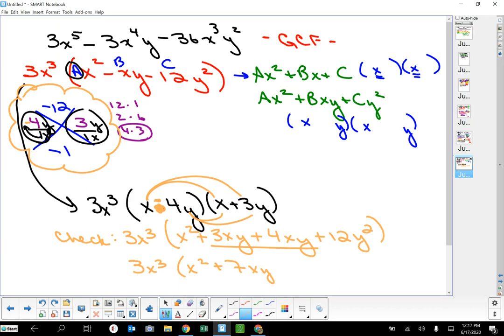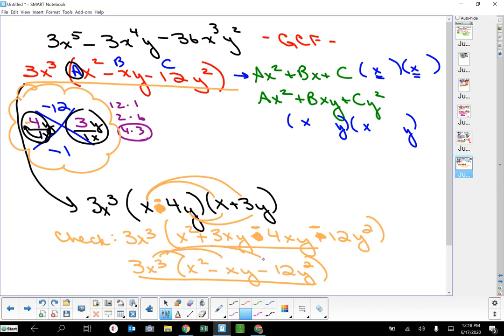sign wrong. So now when I FOIL, I get x squared plus 3xy minus 4xy minus 12y squared. All right, now let's get rid of this. Go back to here. So combining like terms, I get a negative xy minus 12y squared. So this is the same as this in red up here. And then if we redistribute the 3x cubed in, we would end up with the original problem.